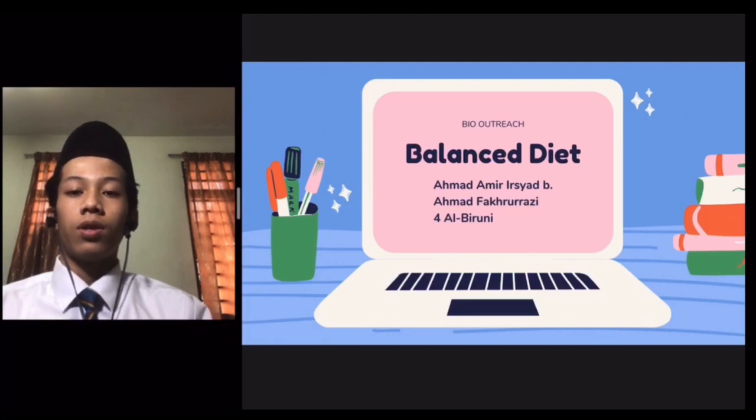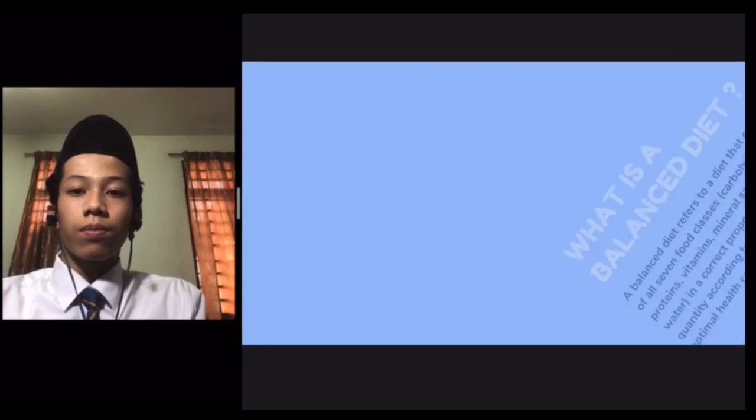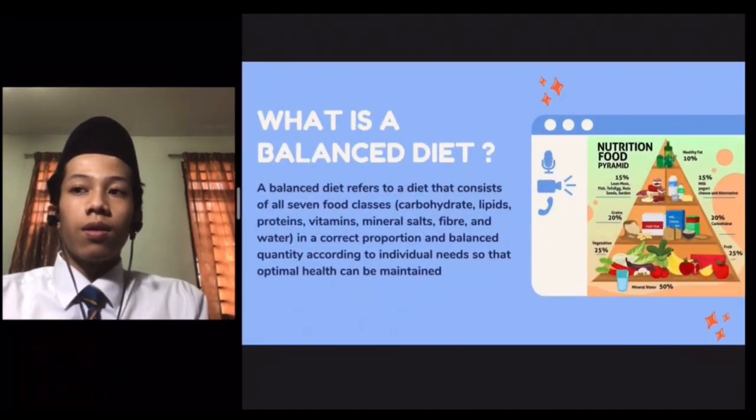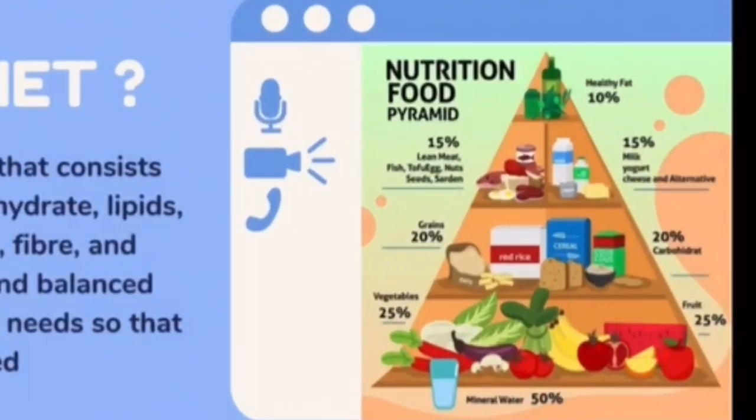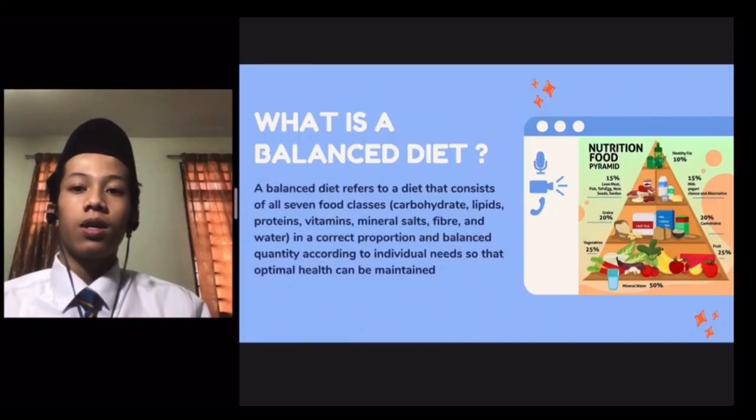I would like to present about chapter 9.6, which is balanced diet. First of all, a balanced diet refers to a diet that consists of all 7 food classes, which are carbohydrates, lipids, proteins, vitamins, mineral salts, fiber and water, in a correct proportion and balanced quantity according to individual needs so that optimal health can be maintained.